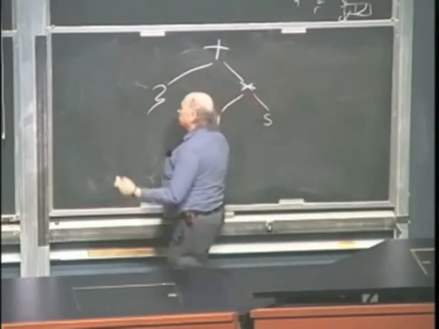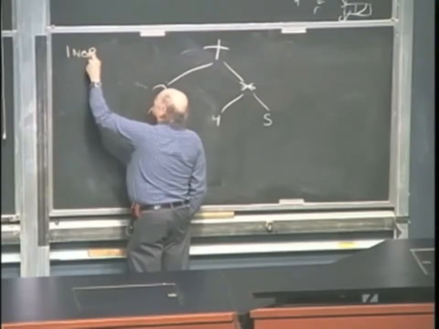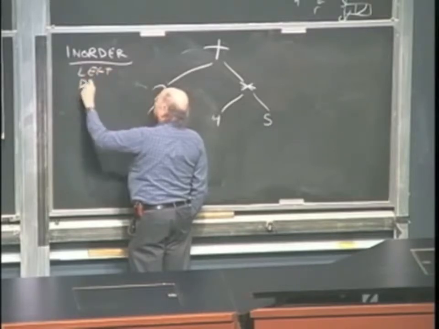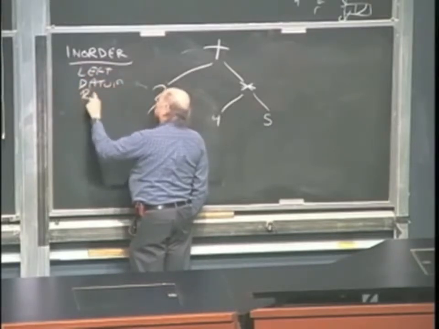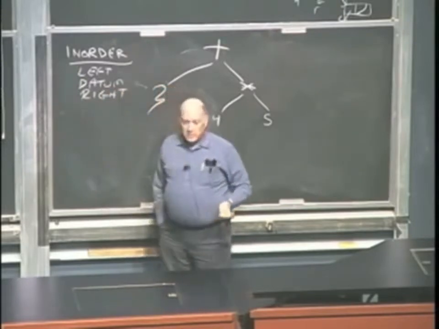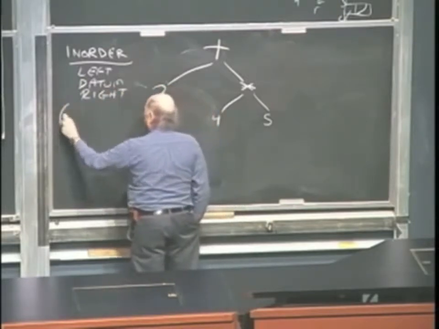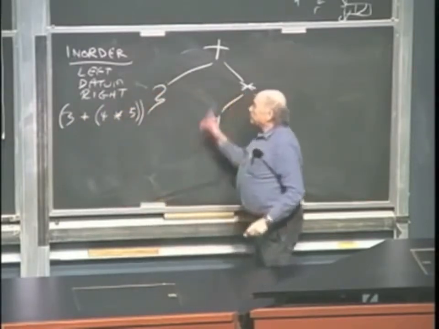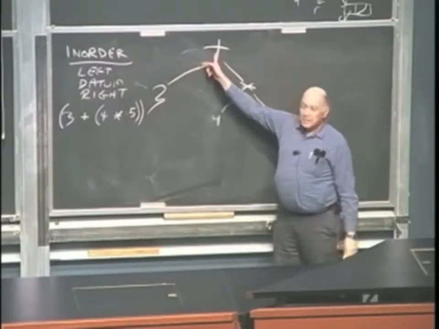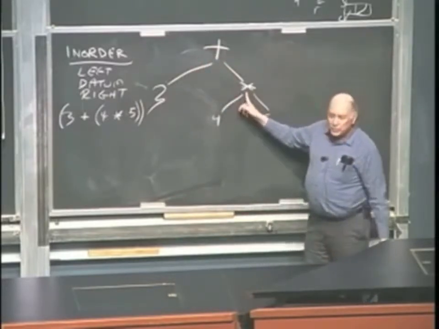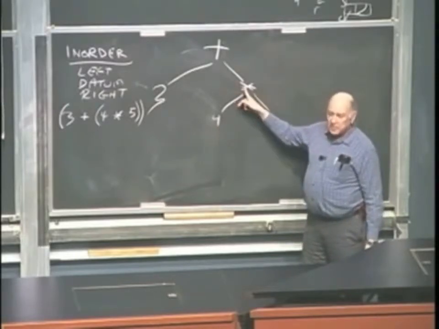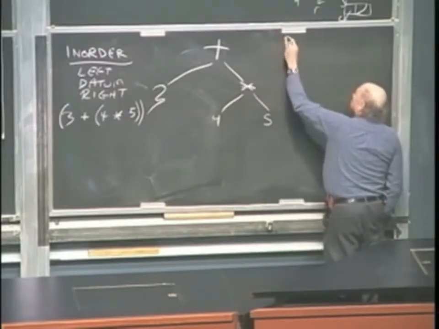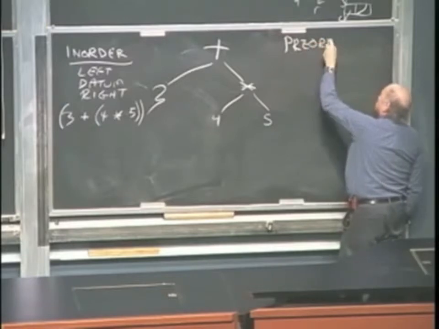And the 3 possibilities are, in order, which is left, datum, right. And that gives you 3 plus 4 times 5, right? First I print the 3, then I print the plus, then I do an in-order traversal here, which means first the 4, then the times, then the 5. So that's in order.